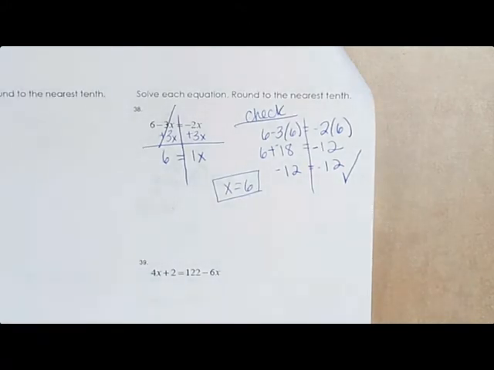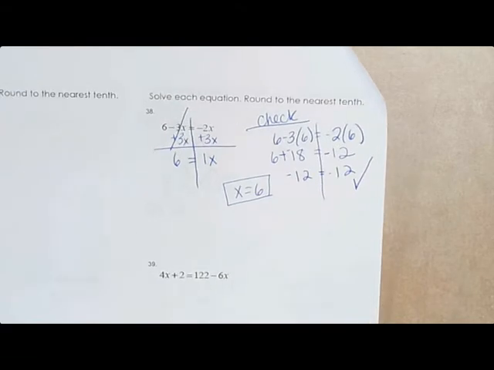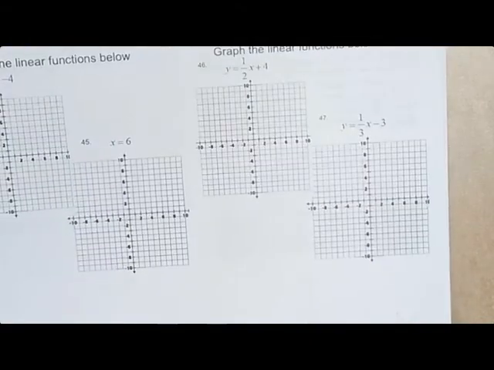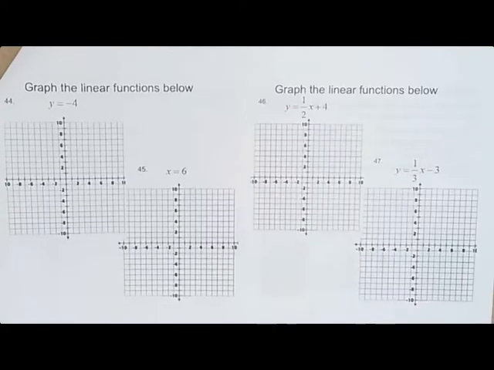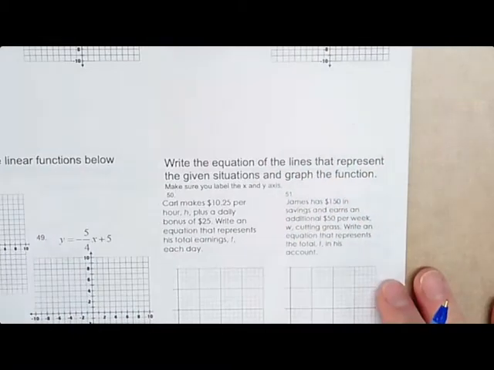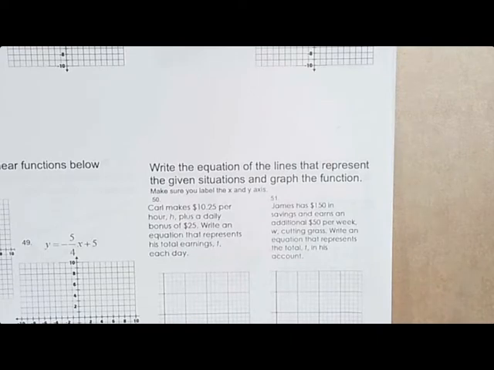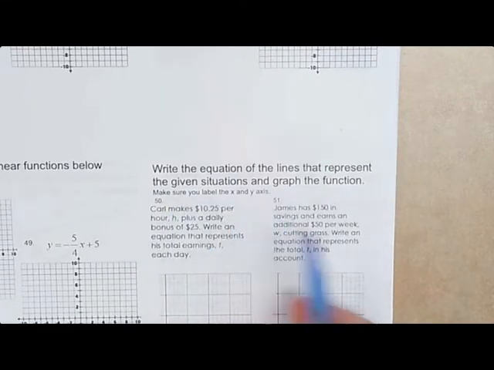Okay. What other questions on this page? 36 through 43. Nothing? Y'all are good? Okay. Let's look at 44 through 51. Raise your hand if you have any questions you want me to go over. Yes? Can you do 50? Sure. Okay, Carl, well, it says write the equation of the lines that represent the given situations and graph the function. Make sure you label the x and y axis.